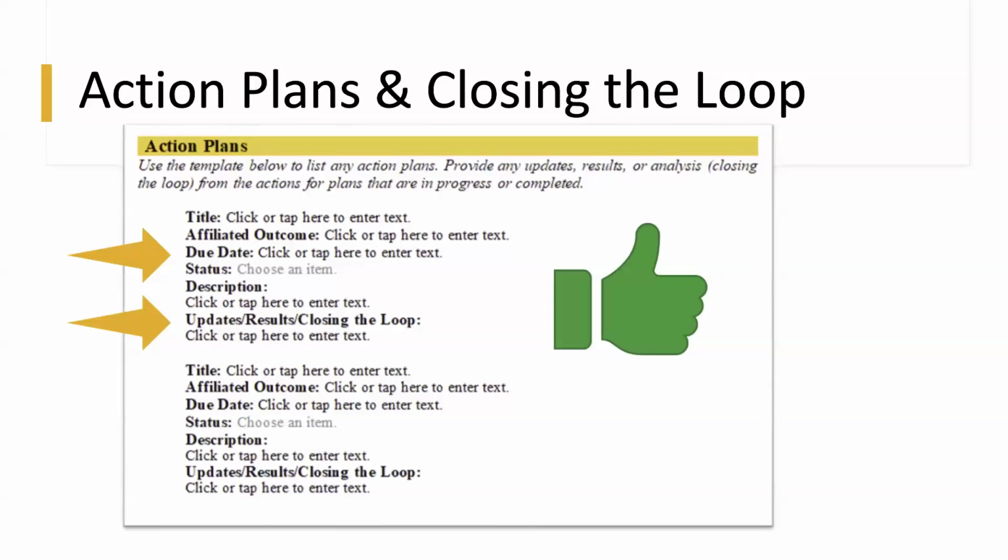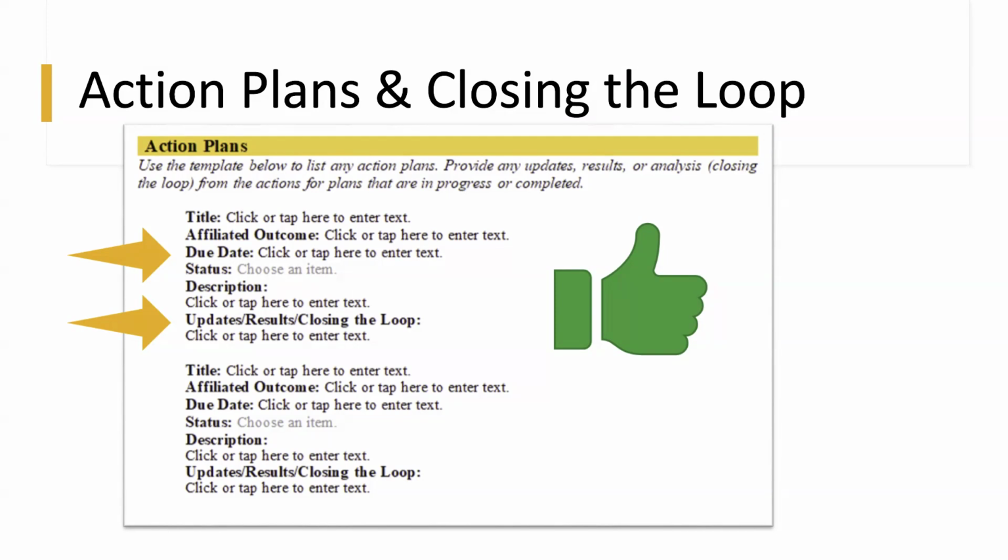We also include a template. So you can see the title, affiliated outcome, so if it's SLO1, the program objective, or if it's for the program in total. You can put a due date in there. It can be an academic year, a semester, a specific date, any kind of time period like that. The status is like in progress or completed. The description is the action plan description, so what you're going to do. And if it's an action plan that's already been started in a prior year, you can include updates here. Or if you finished the action plan, you can include those results and that analysis, called closing the loop.